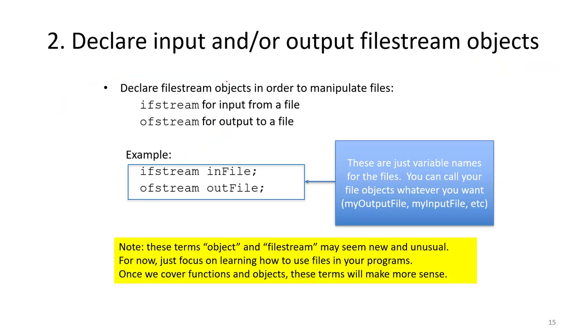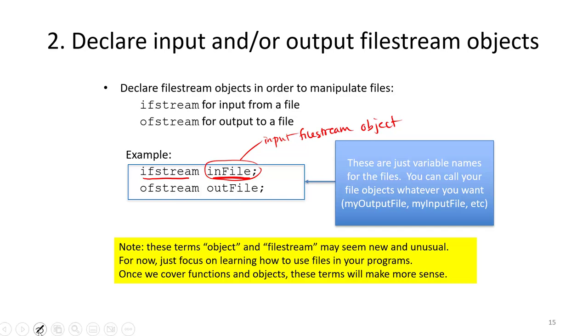So the next thing we did in our demo was we declared input and output file stream objects. It's kind of similar to declaring a variable, except in this case, we are declaring an input or output file stream object. If we want to read input data from a file, we use ifstream to create an input file stream object. And notice I get to choose these names. So I chose to call my input file stream object infile.